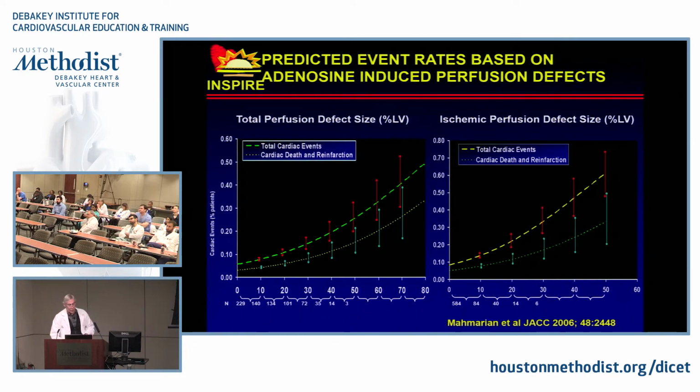Okay? We have also seen this in our post-infarction study, INSPIRE, where we basically show that once you have over a 20% defect, you see an exponential rise in events. And once you get more than 10% ischemia, you see an exponential rise in cardiac events. And so it's been shown consistently across studies that over 10% ischemic defects and over 20% total defect sizes tend to be an inflection point where you start to see major events as compared to no or minimal events at lower levels, right?